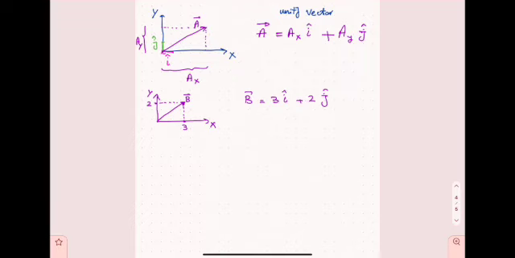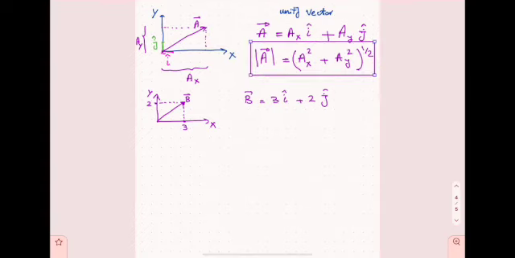Now, you might ask, okay, now we have this vector, we know its direction. What is now the magnitude of the vector? And the answer is, the magnitude of the vector A, I write it like this, as the absolute value of A, is the square root of ax squared plus ay squared. If we do this, then we have the magnitude of vector A.